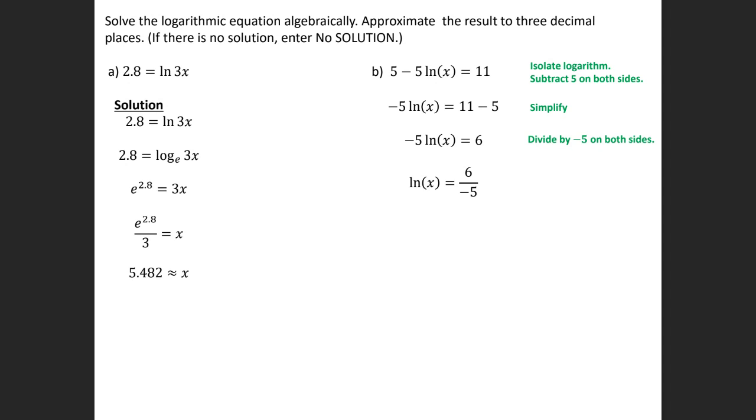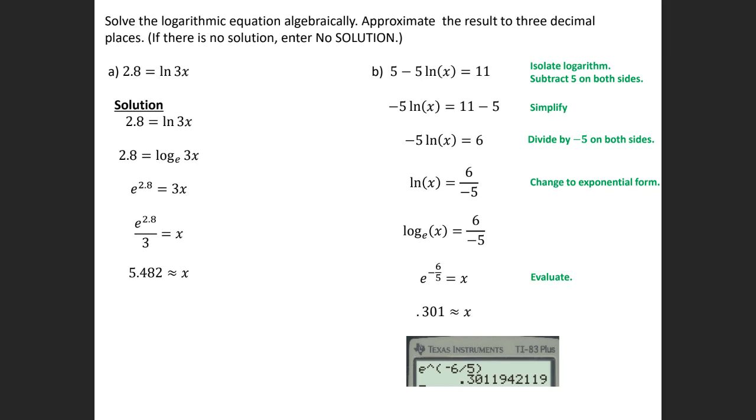So the first thing we do is change it to exponential form so you guys can see it. We have the log of base e of x is equal to 6 over negative 5. Converted to exponential form, e to the negative 6 over 5 is equal to x. Again, this is the algebraic answer. The numeric answer or estimated answer is 0.301.